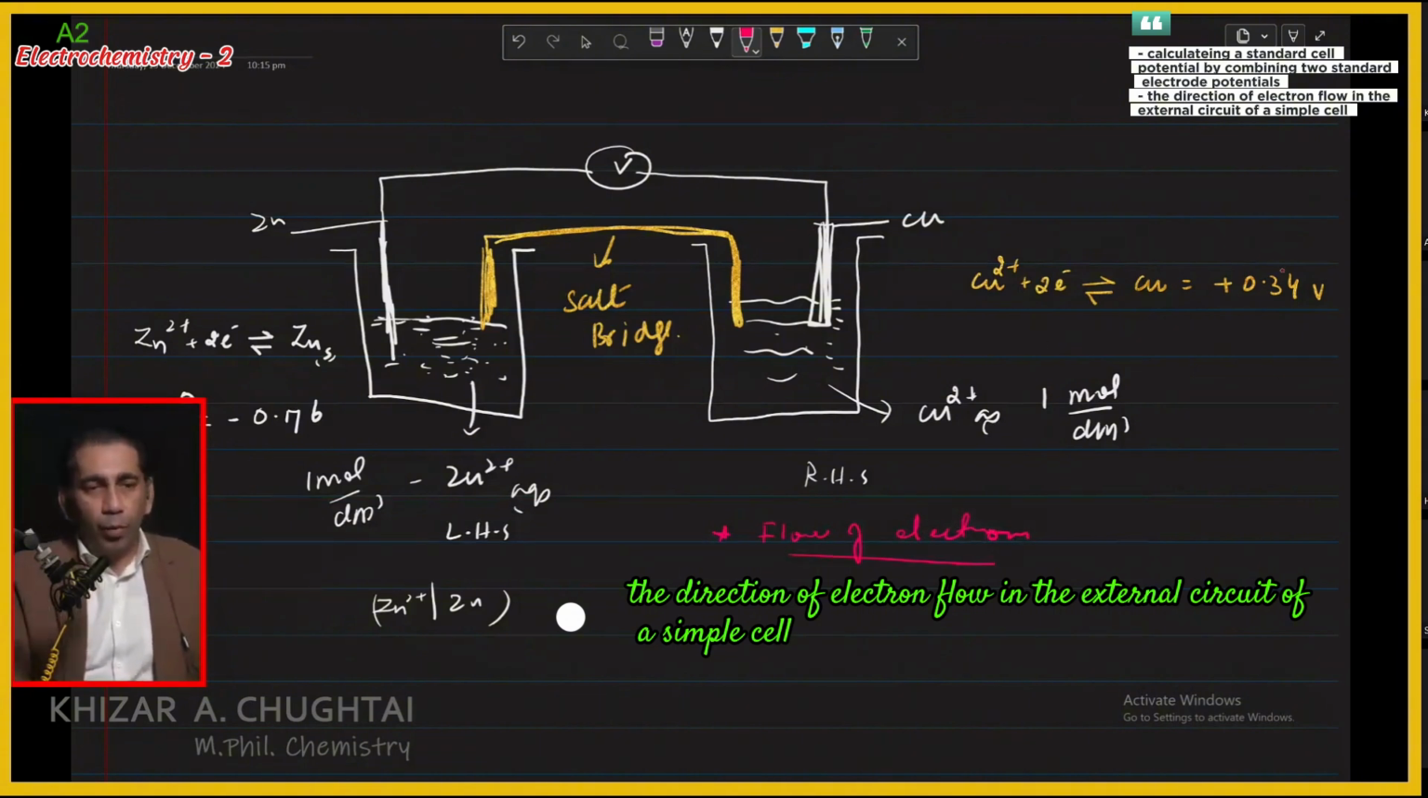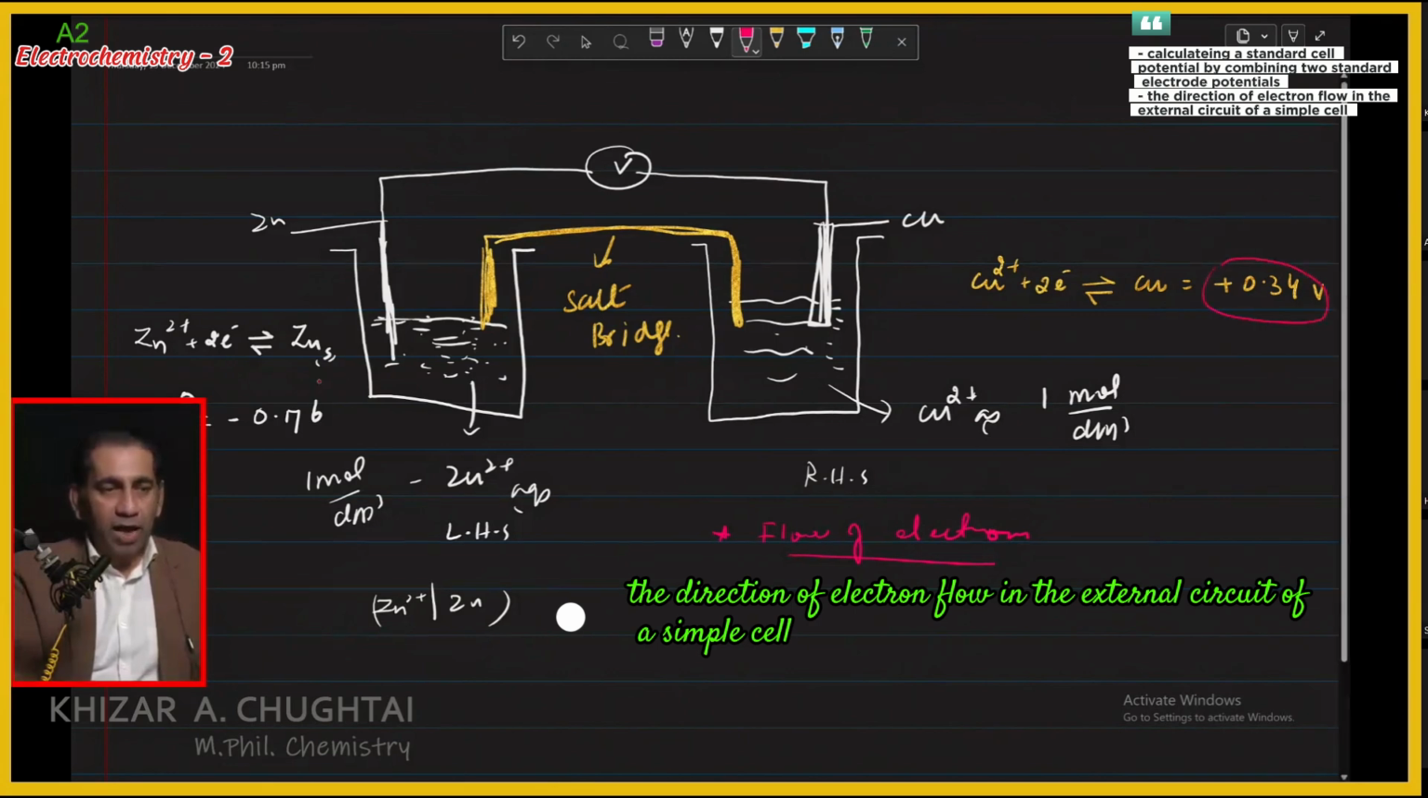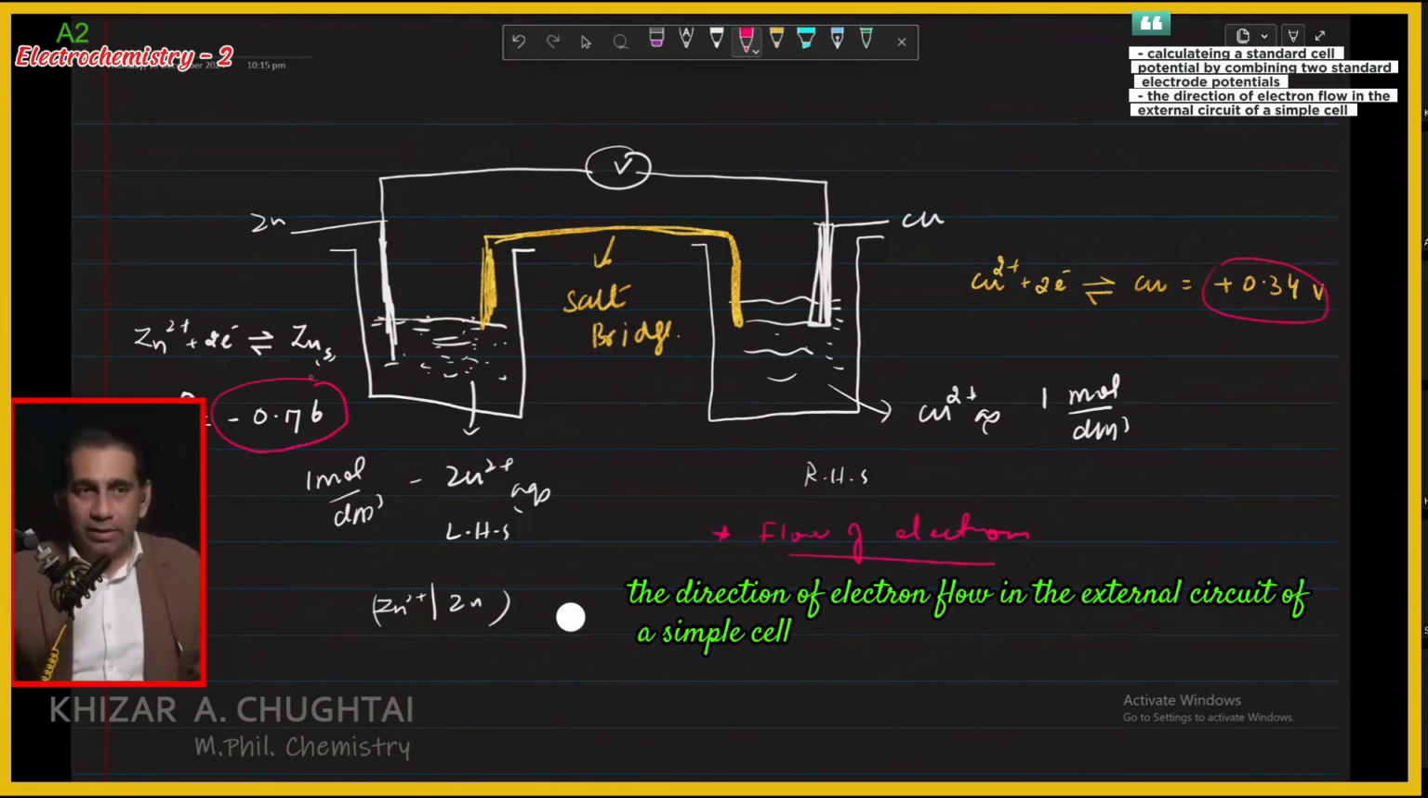Now let me know which equation or which beaker is having a positive answer, or a more positive answer, or less negative answer, or higher value. Which beaker is having the higher electrode potential? Let me know. Copper. Copper, exactly.